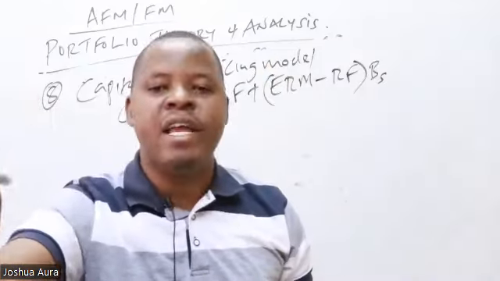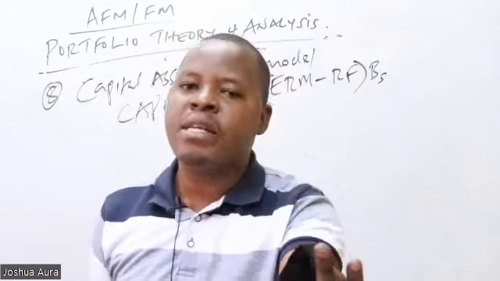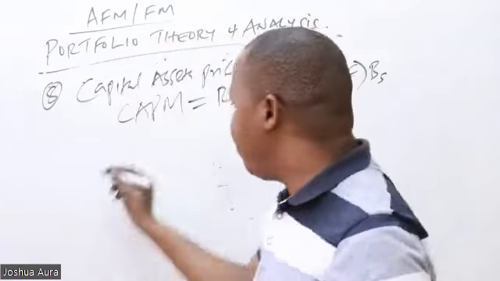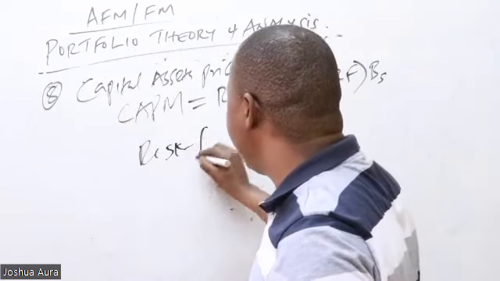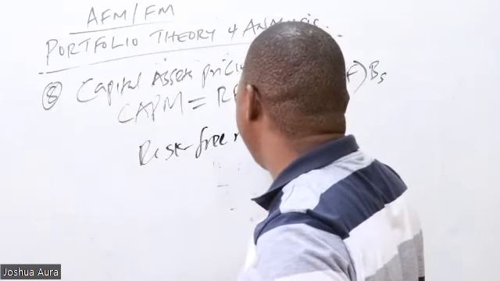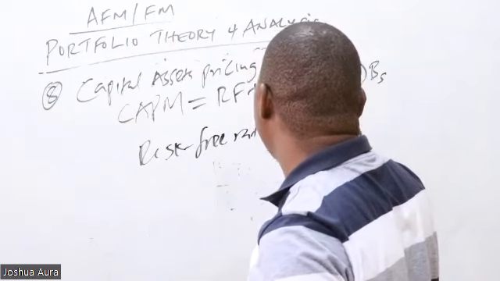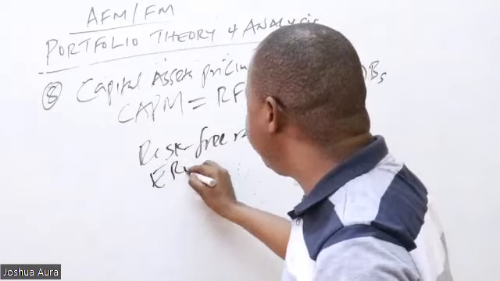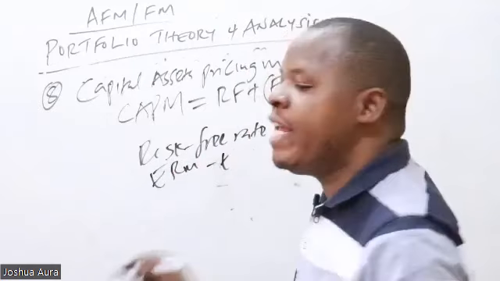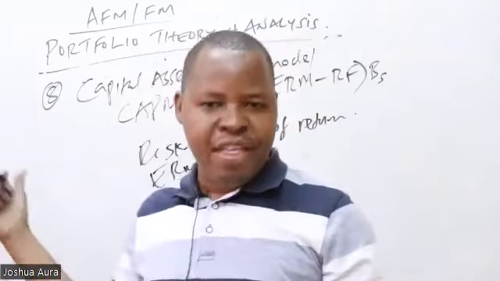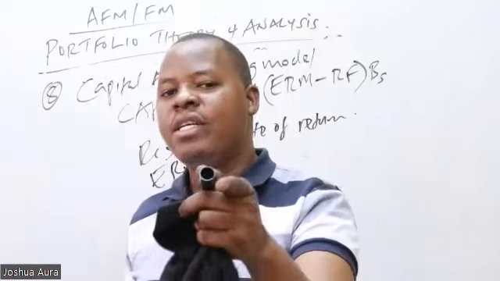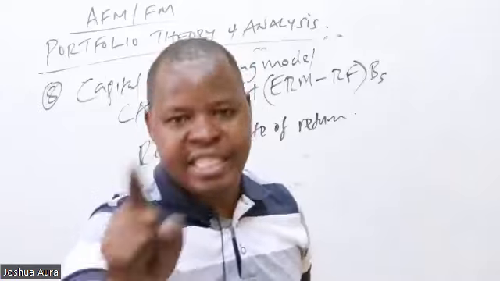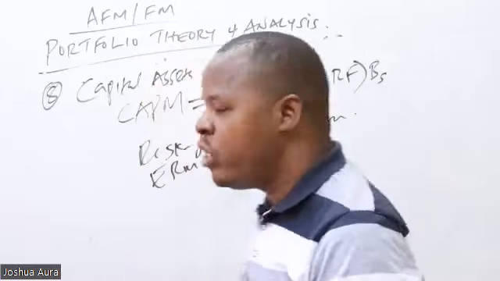RF is the risk-free rate of return, like treasury bills. I believe even FM people know that risk-free rate. Then ERM is the expected return of the market. We shall cover this in our classes, but it is one of the items which you should know, guys.